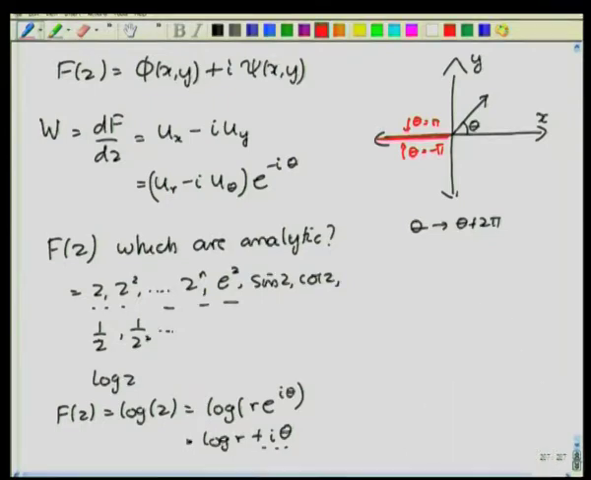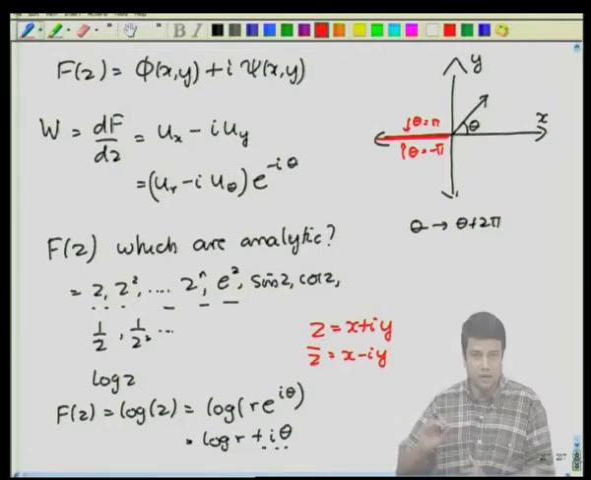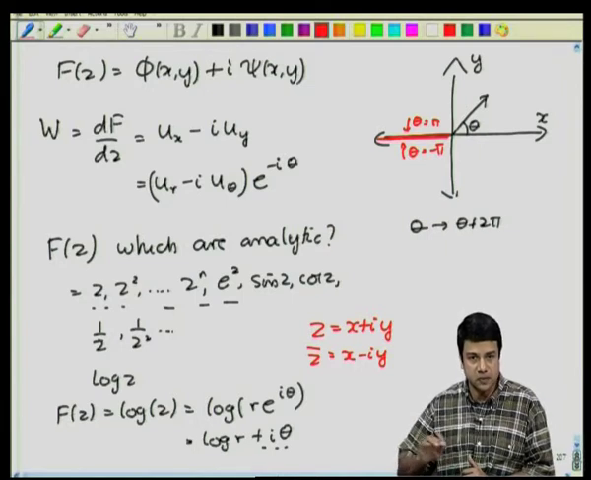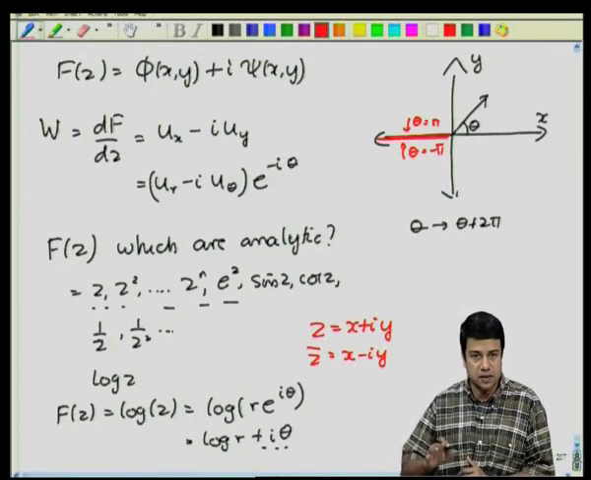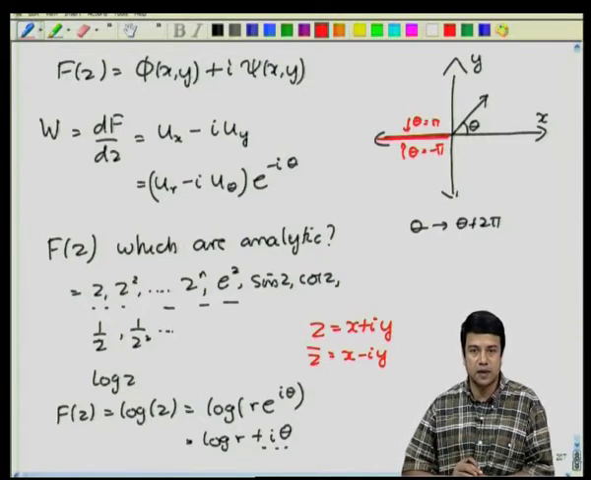The only non-analytic function is one which acts separately on x and y. For example, if I take the complex conjugate, if I take z is equal to x plus i y, the complex conjugate is equal to x minus i y. So, this is not an analytic function, because you are operating separately on x and y, whereas all such functions which operate on z itself turn out to be analytic functions.